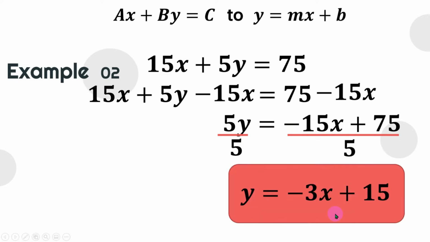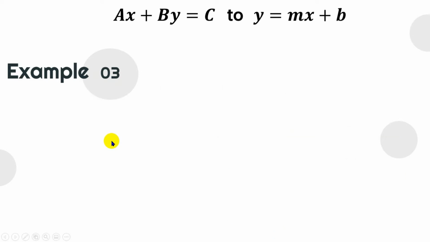So, the slope-intercept form of the given equation written in standard form, for example number 2, is y is equal to negative 3x plus 15. So, negative 3 is our slope and 15 is the y-intercept. So, tama ba yung nakakuha nyong answer? Okay. Let's have example number 3.